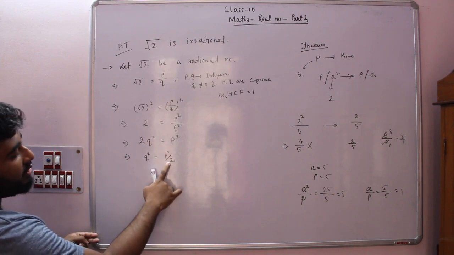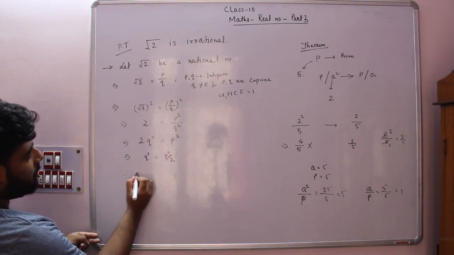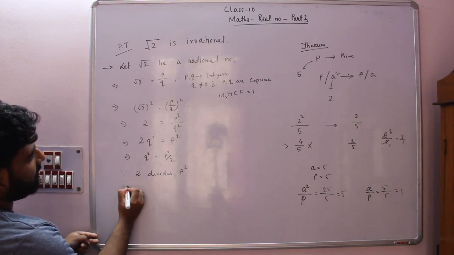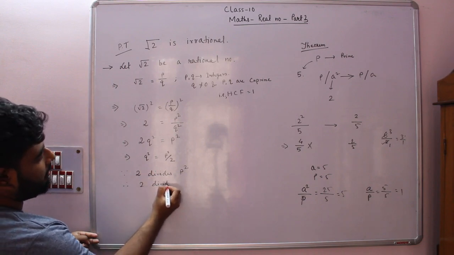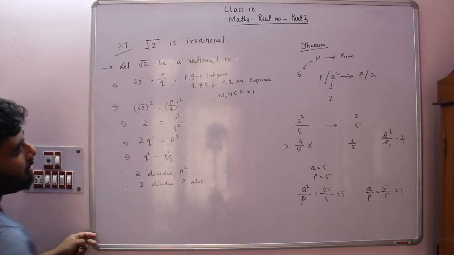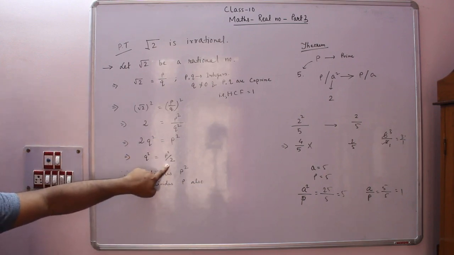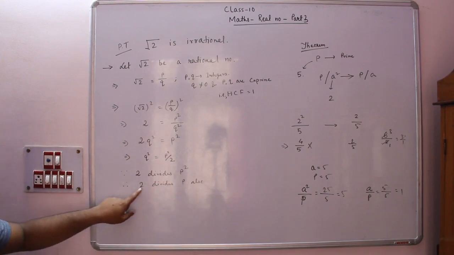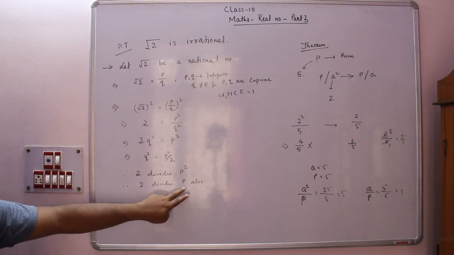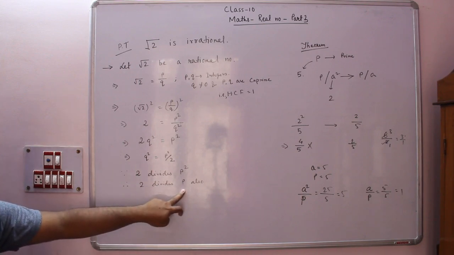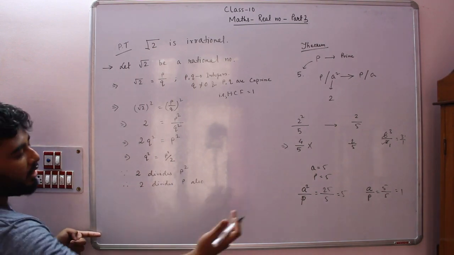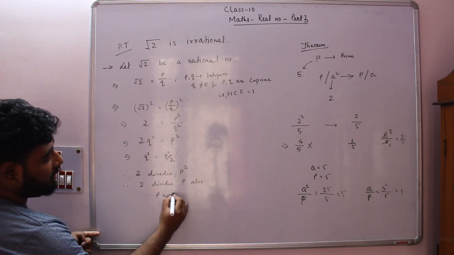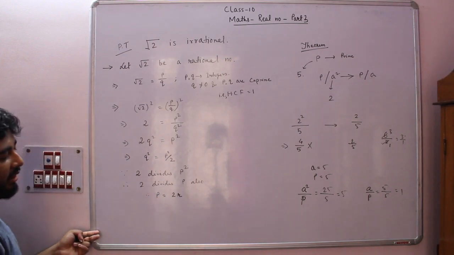Since 2 divides p squared, therefore we can write 2 divides p also. Since we are getting that p squared is divisible by 2, p will also be divisible by 2. So if p can be divided by 2, that means p is what number? An even number. An even number can be written in the form of 2 into something. So therefore we can write p equals, say, 2r, if I take.